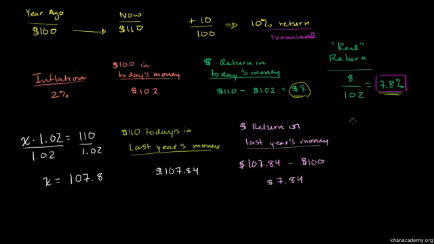$7.84. Or if you want to calculate the real return, how much did our actual purchasing power increase? Well, we got a $7.84 return off of a $100 investment. And so this is pretty easy to calculate. We once again get to the same 7.8% for the real return.